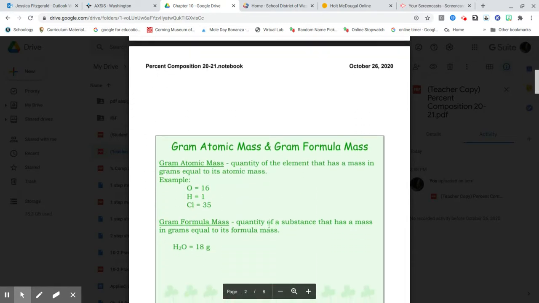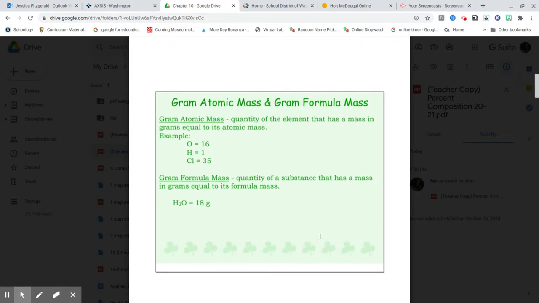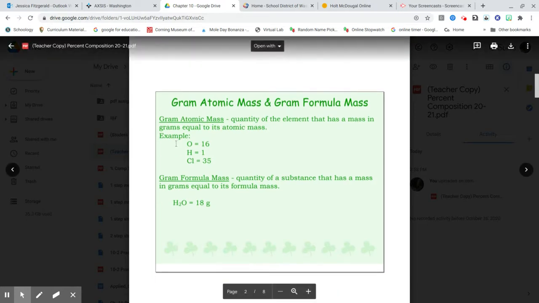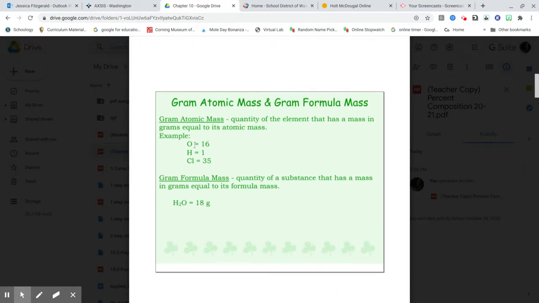So remember, gram atomic mass, gram formula mass, again, it's going to be the same thing. Gram atomic mass is where you would go to your periodic table, look up the element, and then round. Because atomic mass is the mass on the periodic table. The gram formula mass would be looking up and saying, okay, hydrogen has the mass of 1. Oxygen has the mass of 16. I have 1 oxygen and 2 hydrogen, so my total mass of my compound is going to be 18 grams.